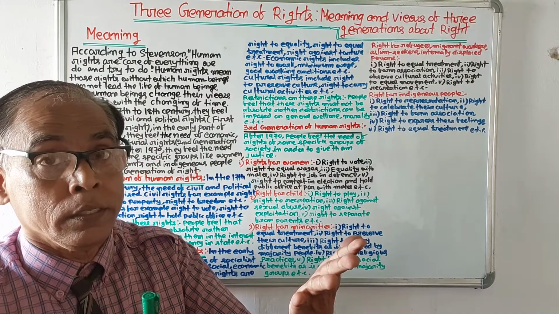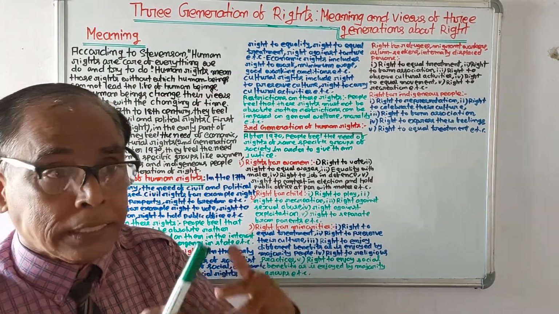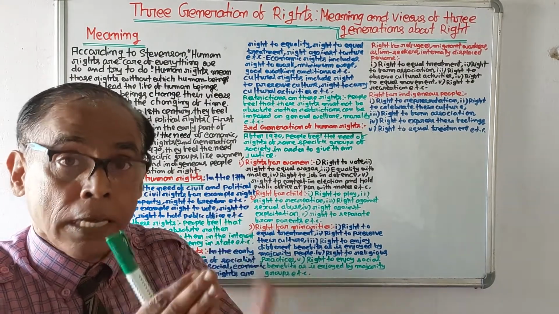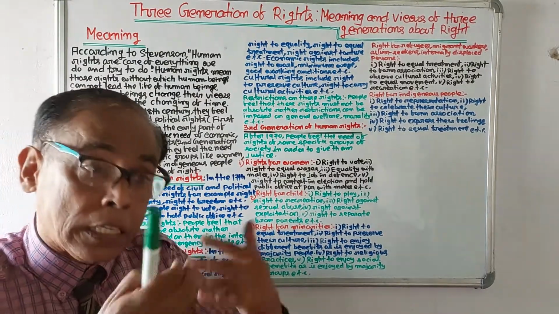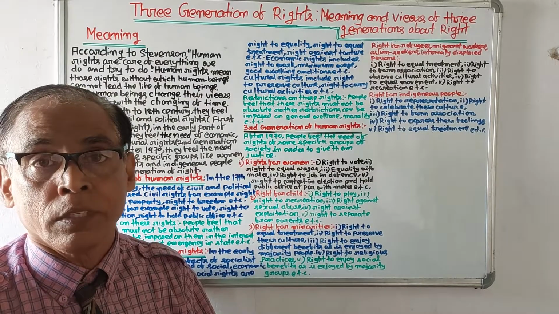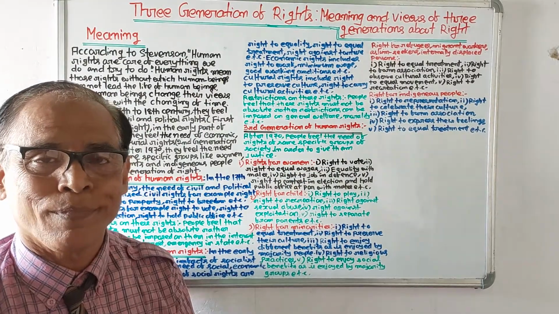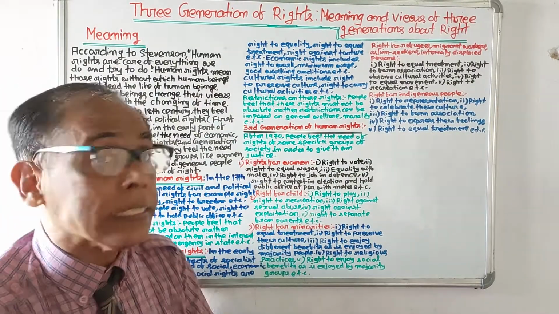But they were not interested to make these rights absolute. Rather, they realized that restriction can be imposed on these rights in the interest of general welfare, morality. Now discuss third generation of human rights.